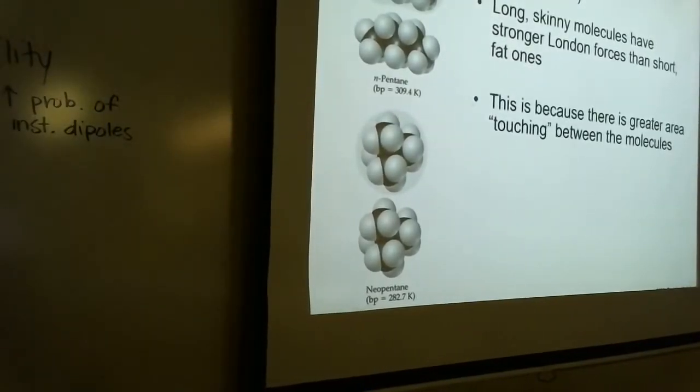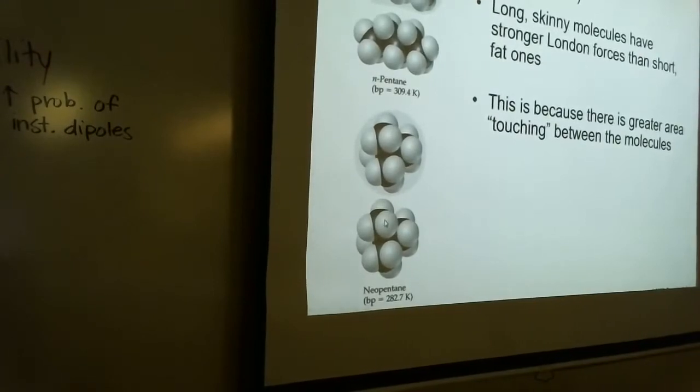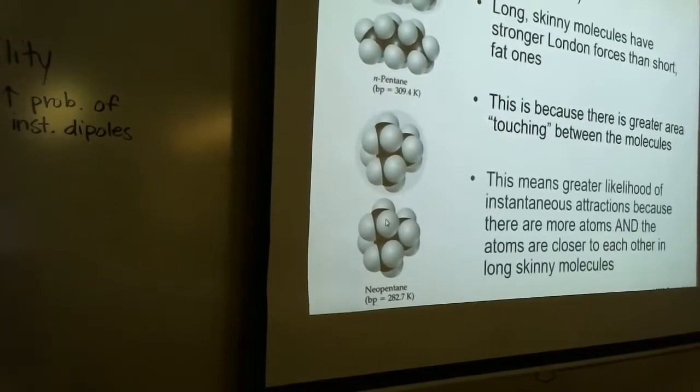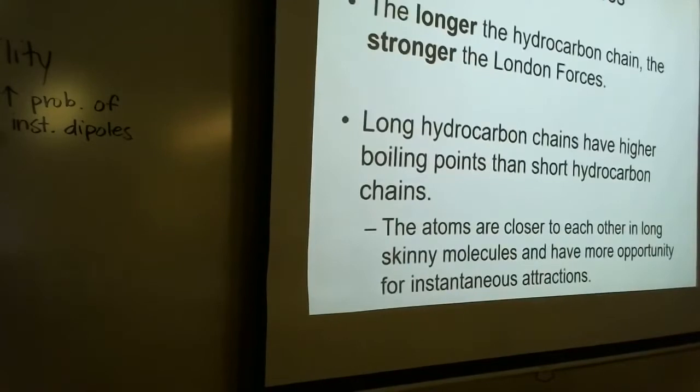So these are 2 linear molecules versus these are 2 branched molecules. More touching, greater probability of those instantaneous dipoles. Does this make sense? Okay. And this is what I just said. Longer the chain, the stronger the London forces.